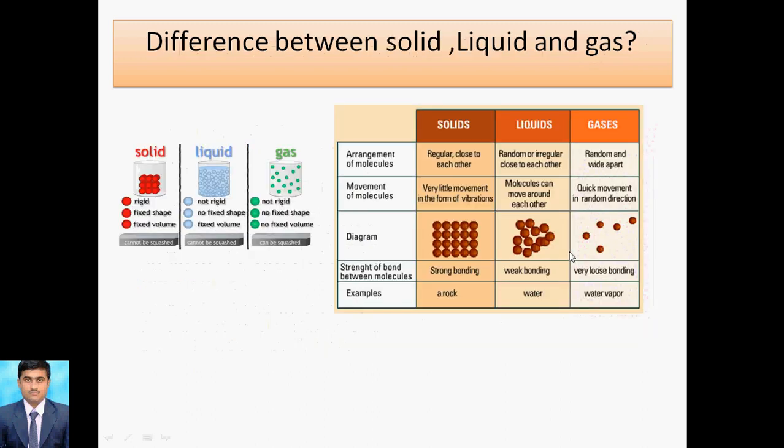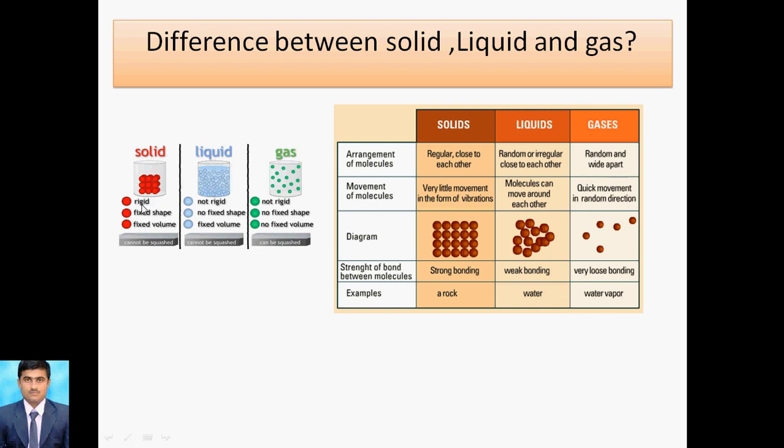Now next we will discuss the differences among all these: solid, liquid, and gases. A solid is rigid, but a liquid is not rigid, and gases are also not rigid, because of their particular bonding.